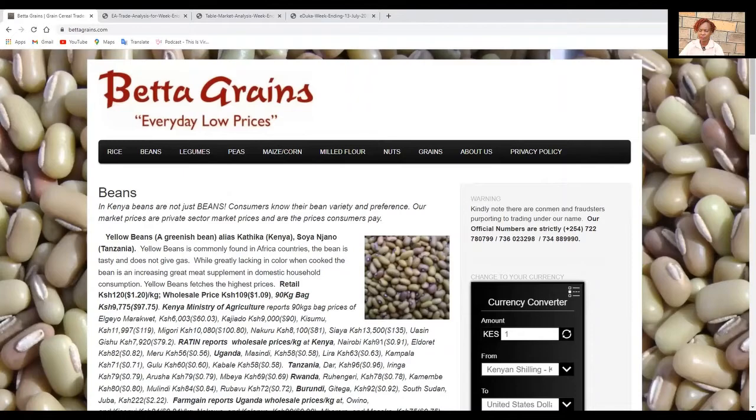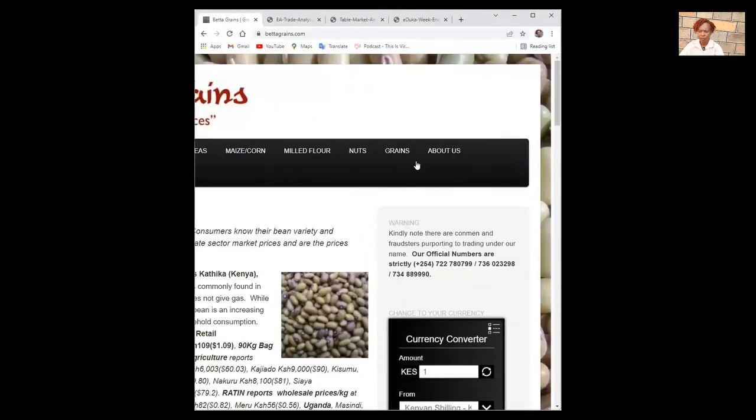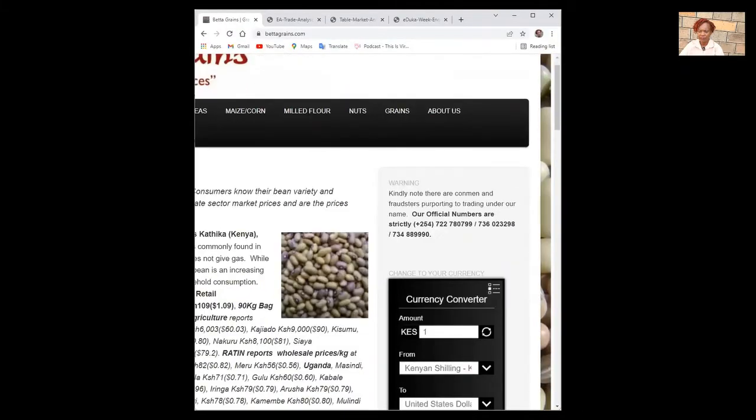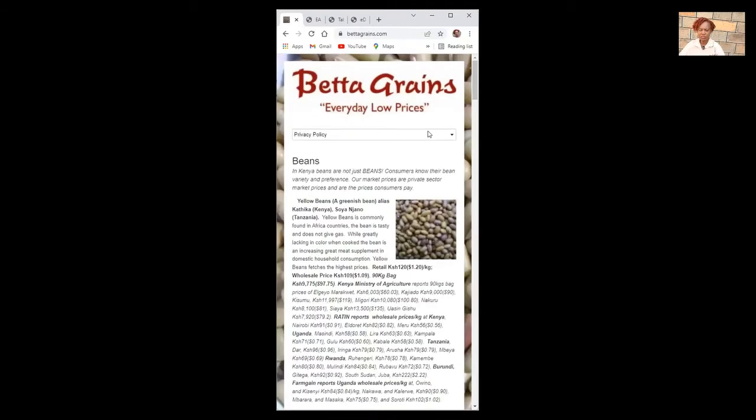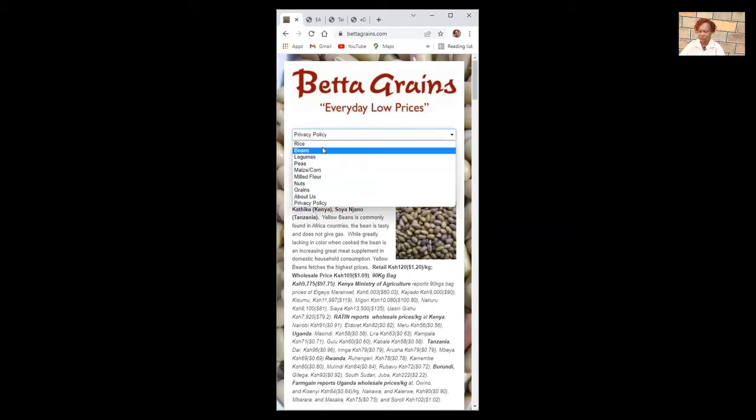If you're running this on a mobile phone, I'm trying to see if I can get into the mobile size. If you're running this on a mobile phone, for example, what you will notice is that the menu may not be there, but if you come here at Betta Grains, every low prices, if you see this arrow here, if you point, it should be able to take you to the different pages that you need. So I wanted to point that out because I notice quite a number of our people browse the website using mobile phones, and sometimes they're stuck, wondering where the other commodities they're looking for are.